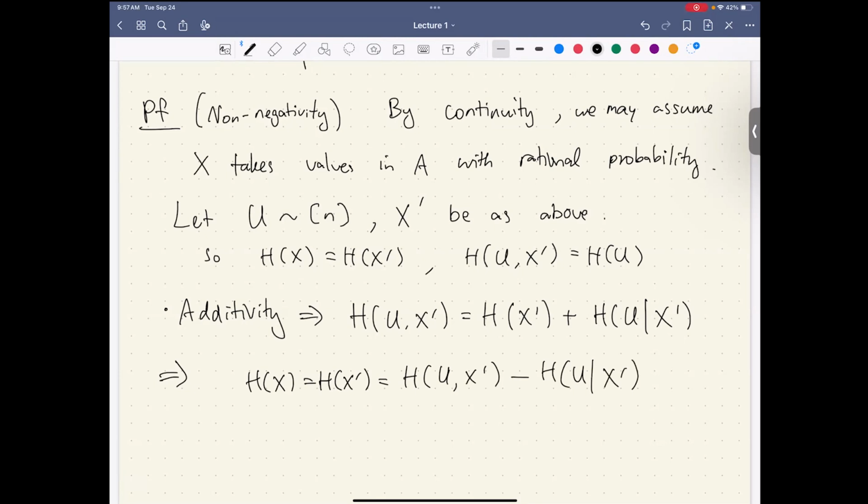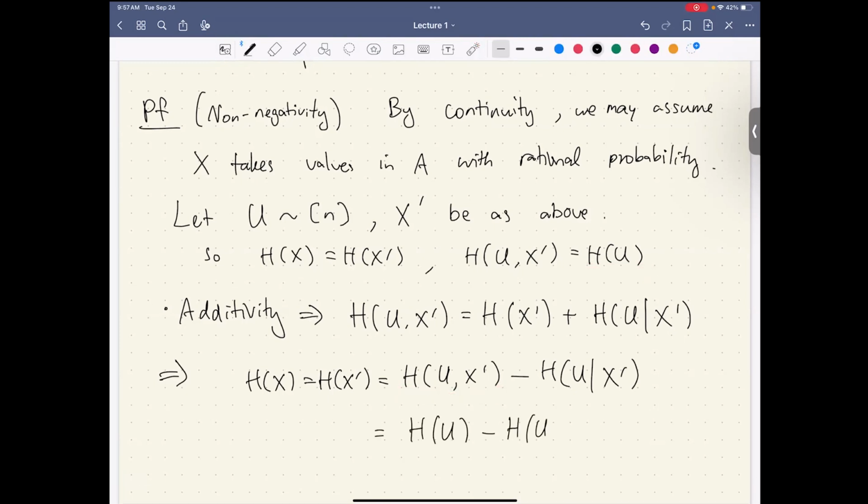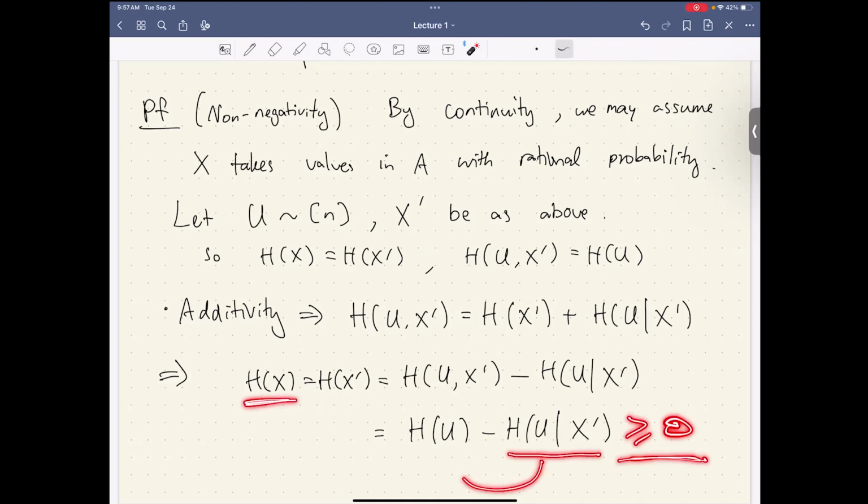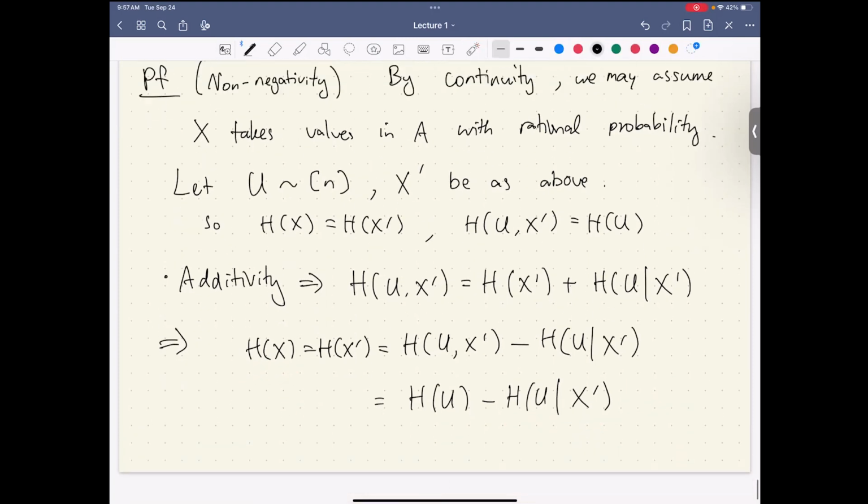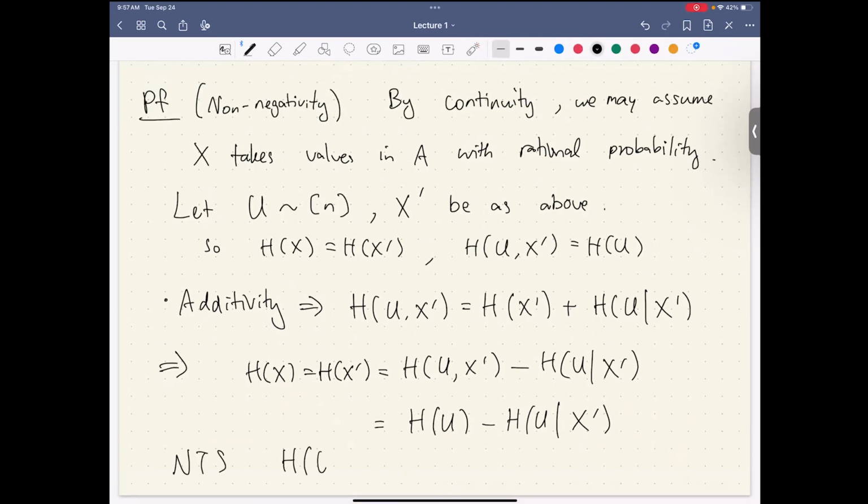Okay. But what is the joint entropy? It's the same as the entropy of U. So it equals H of U minus H of U conditional on X prime. So if we can prove that this is bigger than 0, we are done. Right? We want to prove H of X is at least 0. In other words, we want to prove this is at most this guy. Need to show the conditional entropy is at most the entropy itself.